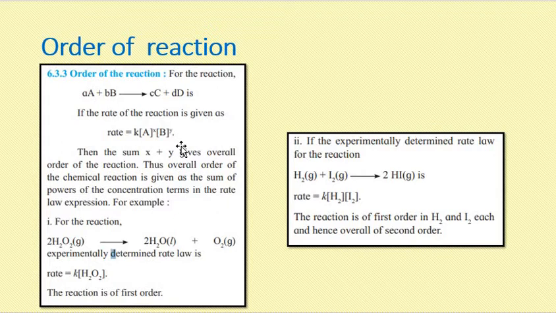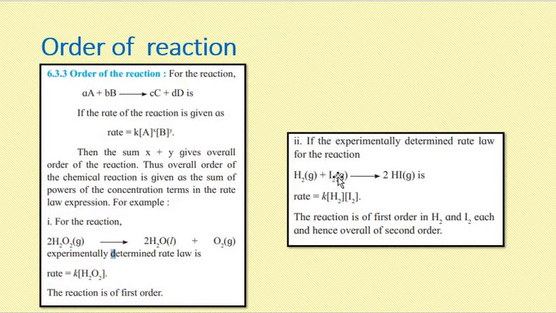The overall order of a chemical reaction is the sum of the powers of the concentration terms in the rate law expression. For example, if I have a reaction where hydrogen peroxide is decomposing and its rate law is rate equal to K multiplied by concentration of H2O2, the value of x is 1 here. So I will say this is a first order reaction, or the order of reaction is 1.